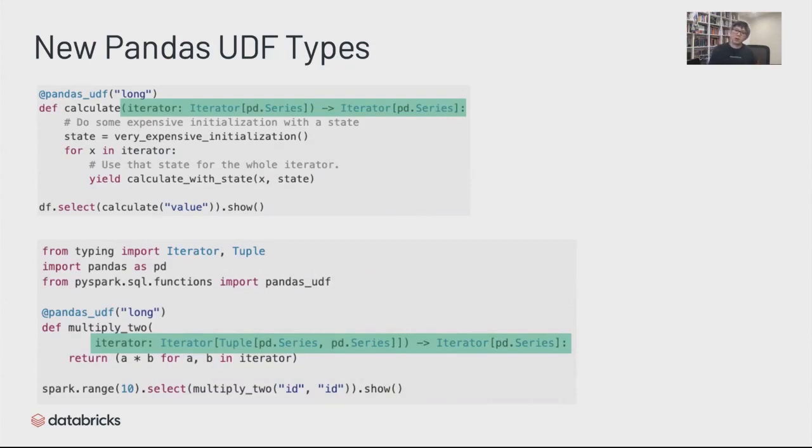We do support the new pandas UDF types. Here are some examples: from iterator of series to iterator of series, and from iterator of multiple series to iterator of series. This is useful for expensive state initialization of your pandas UDF, and also useful for pandas UDF pipelines.